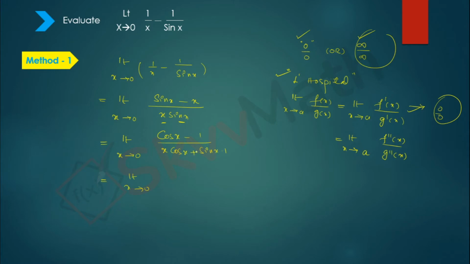So once again we differentiate. Cos x derivative is minus sin x, and the derivative of 1 is 0. Again apply u into v for x into cos x: x into the derivative of cos x, which is minus sin x, plus cos x into the derivative of x, which is 1, plus the derivative of sin x, which is cos x. Now we substitute x equals 0. The numerator is 0, and the denominator is 2 cos x with x equal to 0, so we get 0 by 2, which is 0. Here we are not getting 0 by 0, we are getting 0 by a finite non-zero value, so the answer is 0. This is the first method, applying the L'Hopital rule.